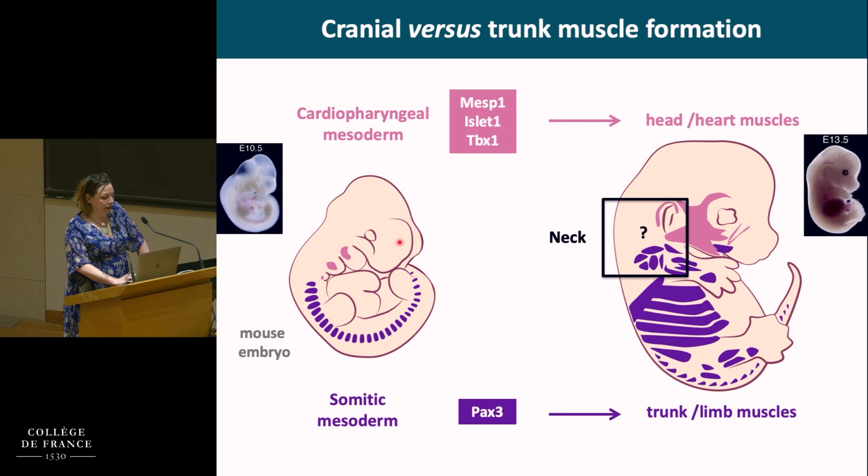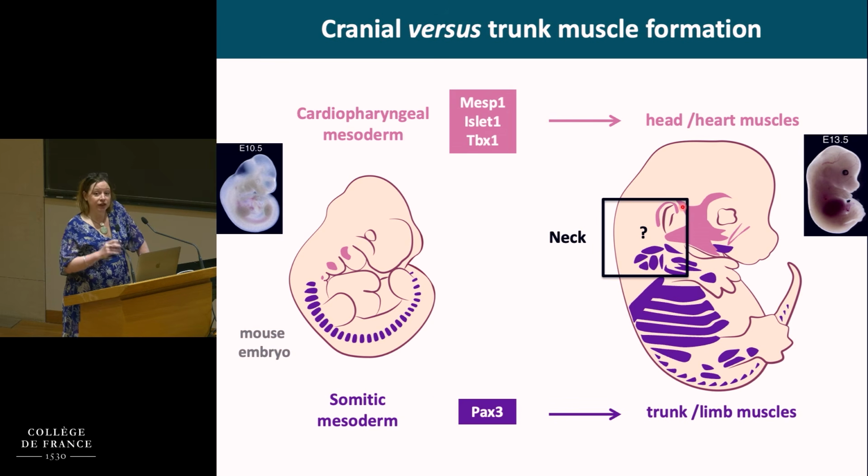You can see here a schematic view of an early mouse embryo and a fetus. You can see here the pharyngeal arches that will notably give rise to the jaws, and also the limb buds. Within pharyngeal arches, you can see the cardiopharyngeal mesoderm in pink that will be specified by a set of transcription factors, including MESP1, ISL1, TBX1, and give rise to head and part of the heart musculature. In contrast, PAX3 will be activated in the segmented somitic mesoderm and give rise to the trunk and limb muscles.